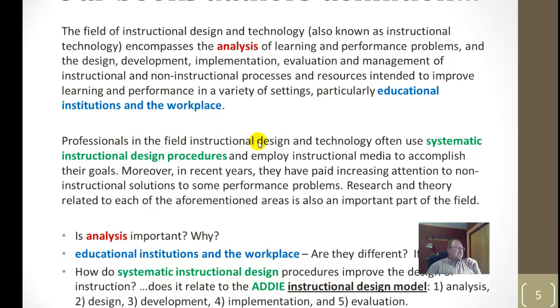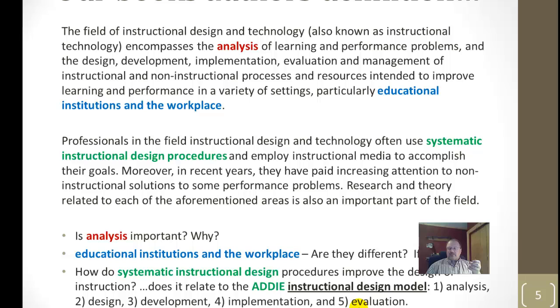So finally, how do systematic instructional design procedures improve the design of instruction? We talk about design and technology often using systematic instructional design procedures. How do these procedures improve the design of instruction? Does it relate to ADDIE? With the ADDIE instructional design model you have an analysis, a design phase, development, implementation, and evaluation. So when they talk about systematic design, that's what they're talking about.